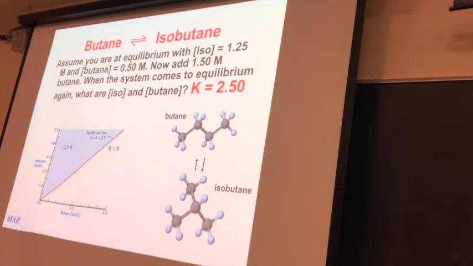Now, this graph down here is sometimes something that helps people. The slope of the line here is 2.5, all right? And on the y-axis, we have the isobutane, and on the x-axis, we have the butane.